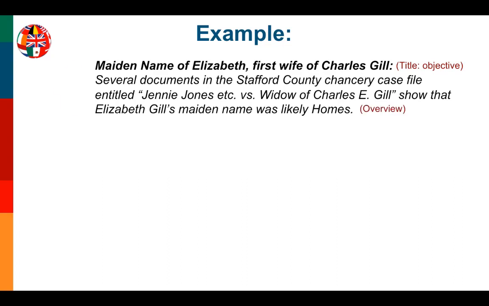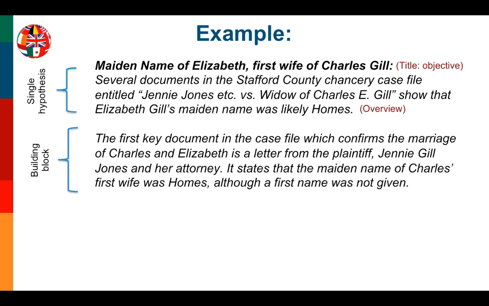Then we have our overview. Several documents in the Stafford County Chancery case file entitled Jenny Jones, etc. versus widow of Charles E. Gill show that Elizabeth Gill's maiden name was likely Holmes. This is our single hypothesis.